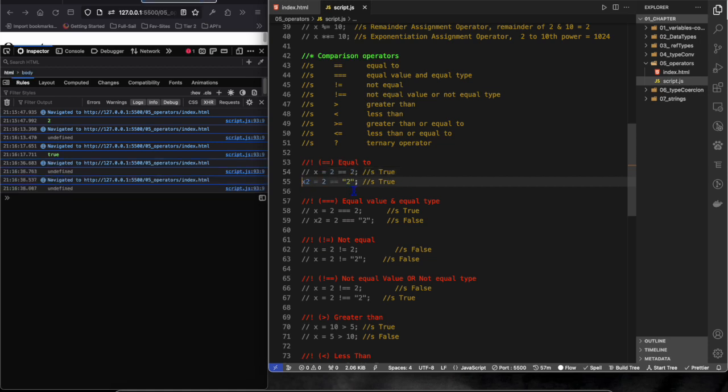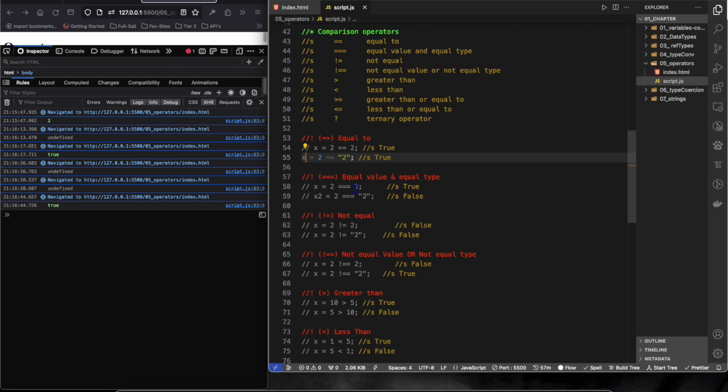Now if we have x equals 2, with 2 equal signs to a string of 2, it will still be true because it's still a 2 being used, even though one's a number and one's a string. It's only checking equal value. And for the second one, you'll see the difference between the 2 equal signs and the 3 equal signs.